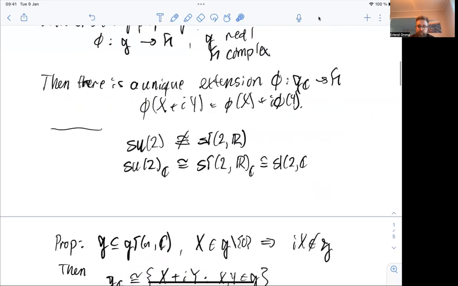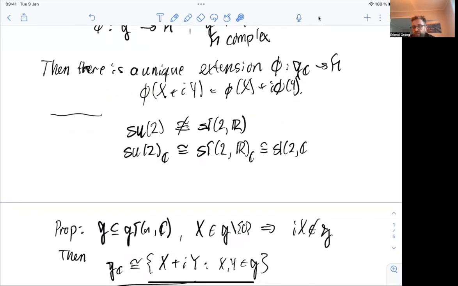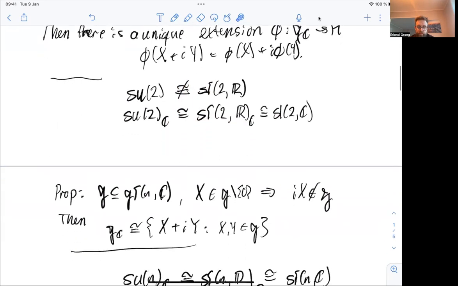Then during the exercises, we saw that su(2) and sl(2,R) were not isomorphic, but that their complexifications were. So this is an important thing to note, that some real Lie algebras are different, and then they become the same after you complexify.